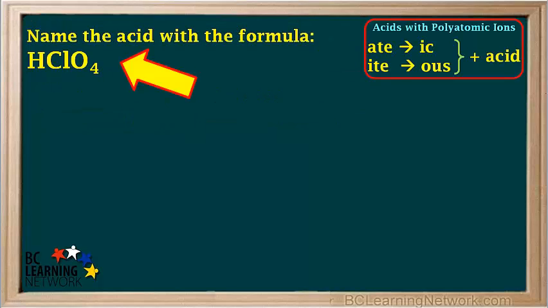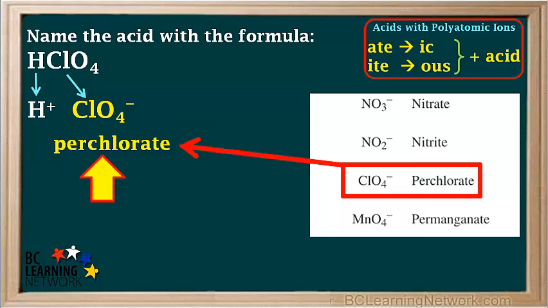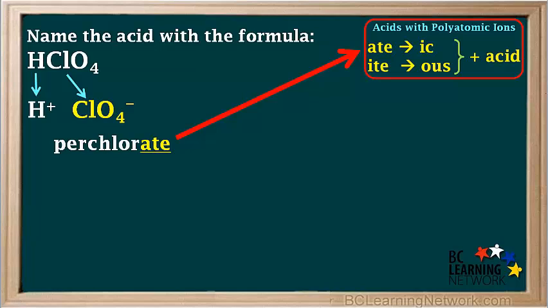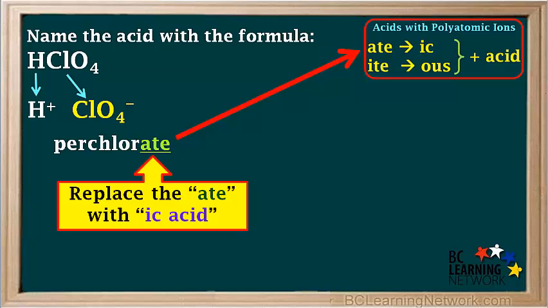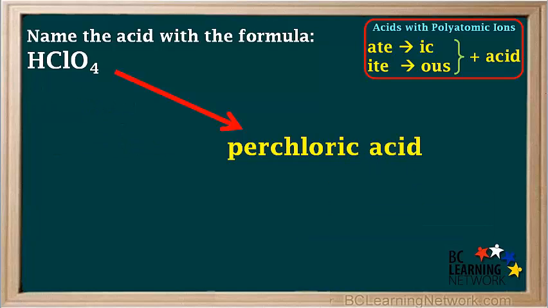We're asked to name the acid with the formula HClO4. Acids are all ionic, so we can break up HClO4 into H+ and ClO4- ions. We see that the polyatomic ion ClO4- is called perchlorate, which ends in the letters ATE. The rule for an acid with a polyatomic ion ending in ate is replace the ate with ic and add the word acid. So this acid is called perchloric acid. So we can summarize by saying the name of the acid HClO4 is perchloric acid.